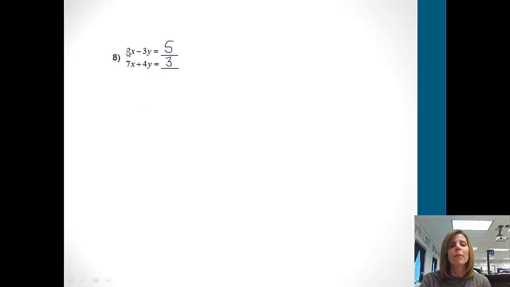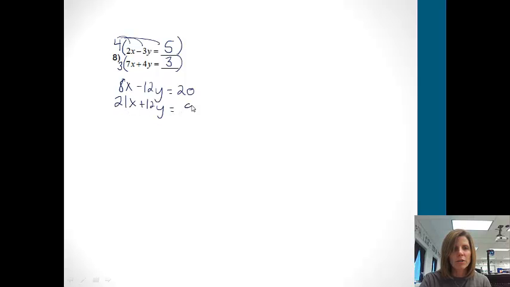If I were to add or subtract them right now, nothing eliminates. Since I got rid of the x's last time, I think I'll get rid of the y's this time, but it doesn't matter. If this one's 3 and this one's 4, I'm just going to multiply them by each other. So I'm going to multiply the top one by 4 and the bottom one by 3. If I distribute, I will get 8x minus 12y is equal to 20. And then down below, I'll get 21x plus 12y is equal to 9.